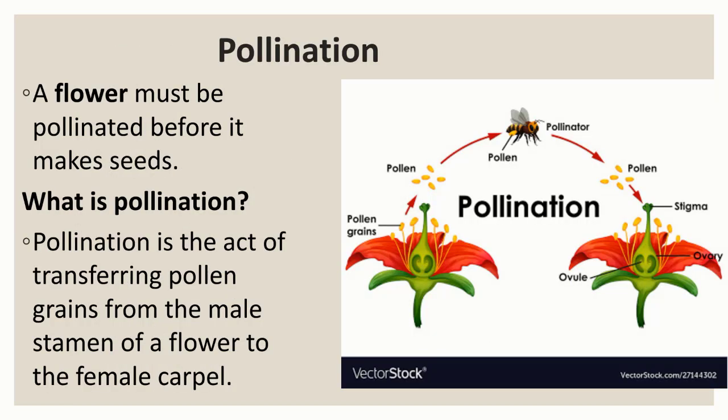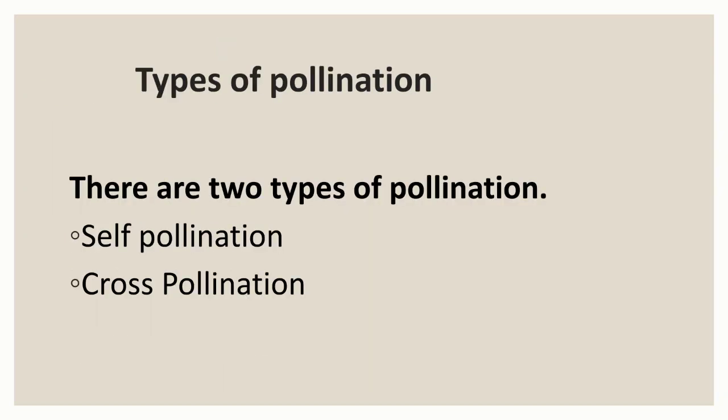In sexual reproduction, the first step or process that occurs is pollination. A flower must be pollinated before it makes seeds. Now, what is pollination? Pollination is the act of transferring of pollen grains from male reproductive organ, that is stamen, to the female reproductive organ, that is carpel. There are 2 types of pollination: self-pollination and cross-pollination.